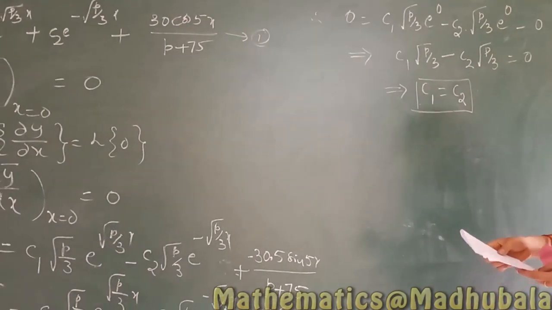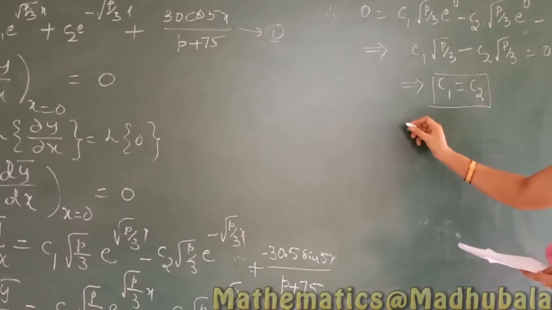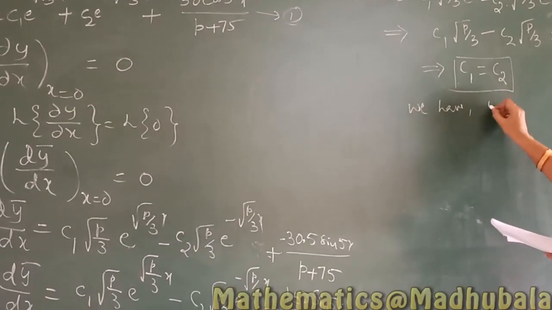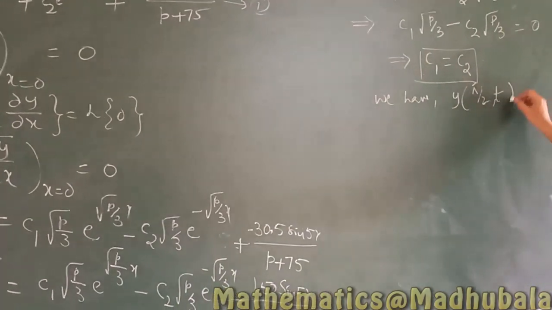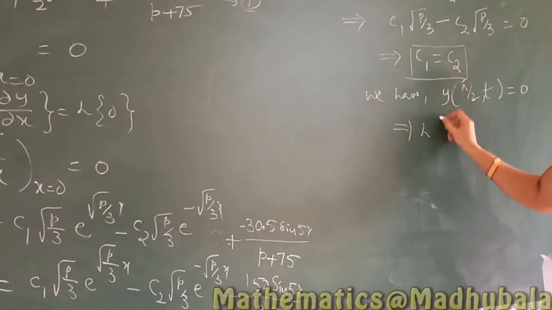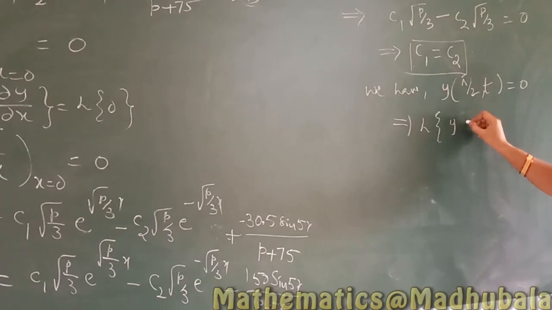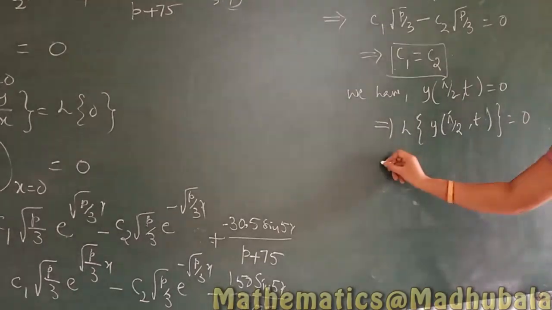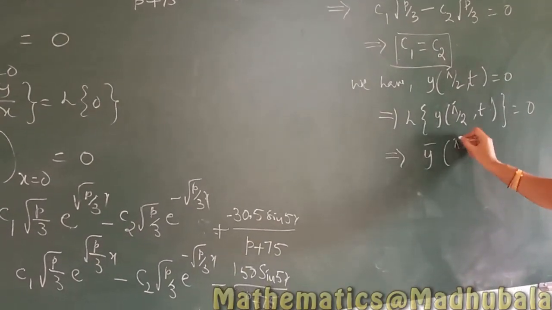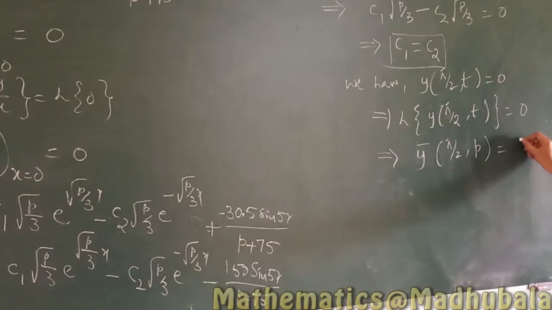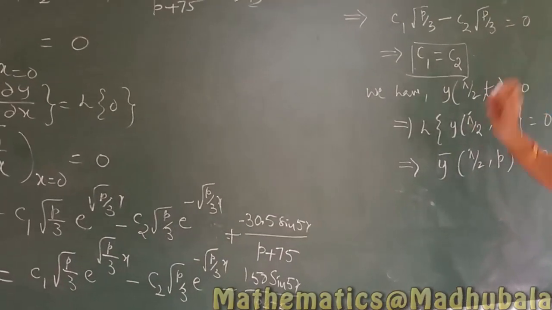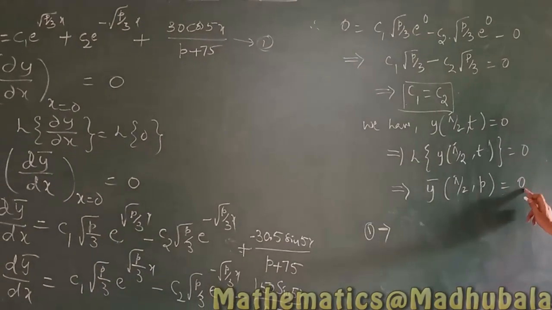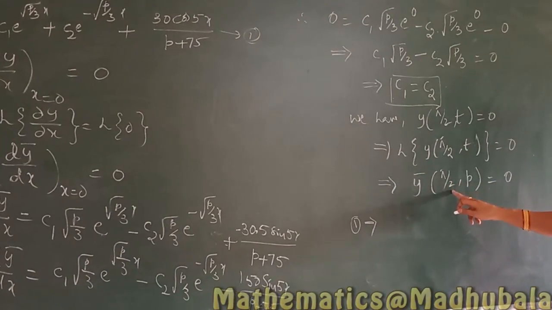Now again let us use the condition y of π/2 comma t equal to 0. That implies L of y(π/2, t) equal to L of 0, which is 0. So y bar of π/2 comma t equals 0. Now let us use this condition in equation 1. Equation 1 implies y bar(π/2, p) equal to 0. That means in place of x we have to replace π/2.